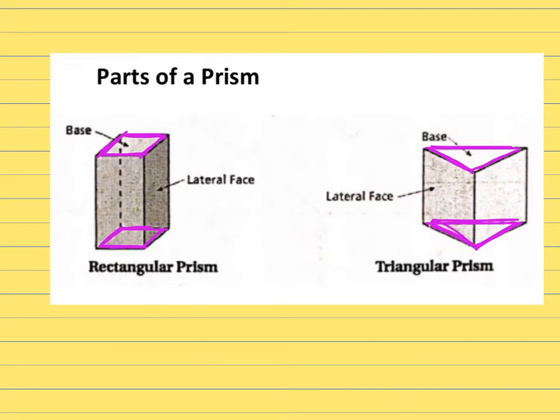The other part of a prism is a lateral face. These would be the sides that go around and connect the two bases. On a triangular prism, the lateral faces are still rectangles, but there would only be 3 of them.